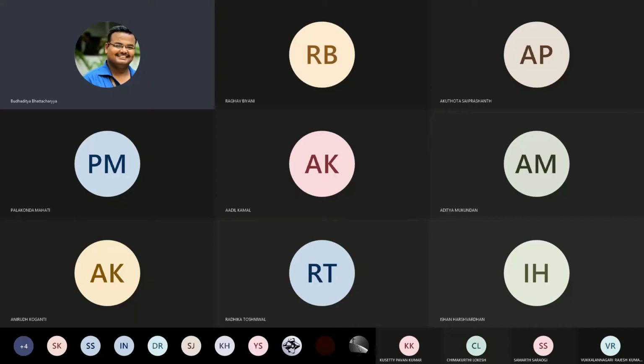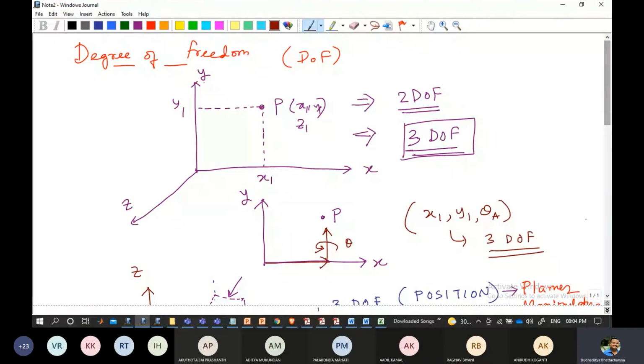In the last class, we started discussing a very important concept, and that was called degrees of freedom. I told you that degrees of freedom are nothing but the independent input parameters which can dictate the position and orientation of a manipulator or a robot, for that matter.